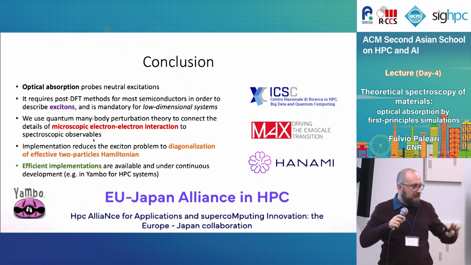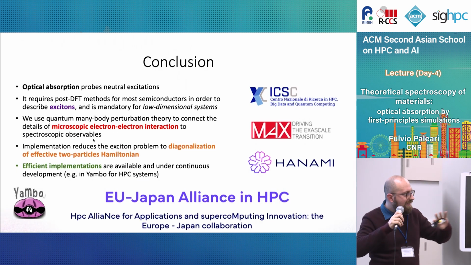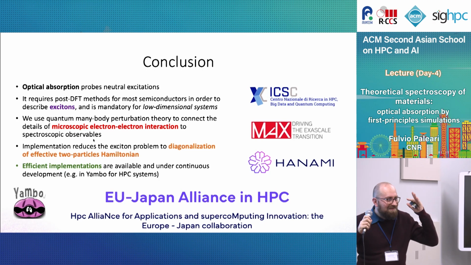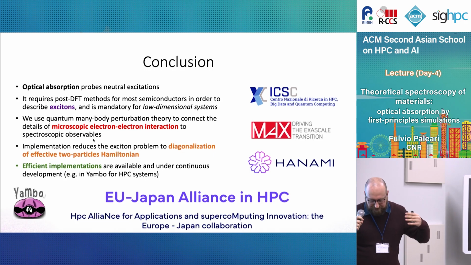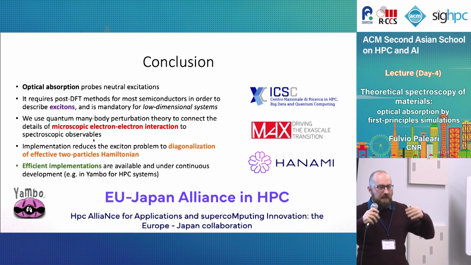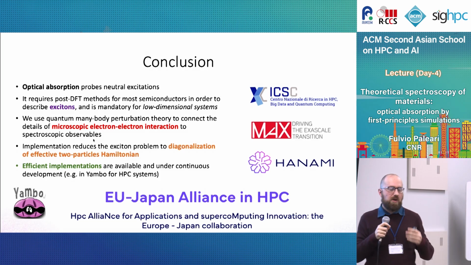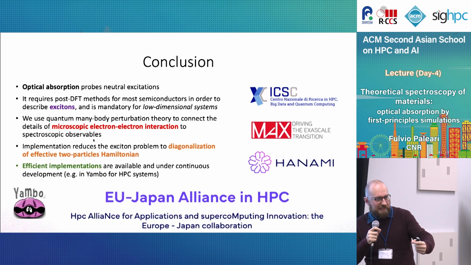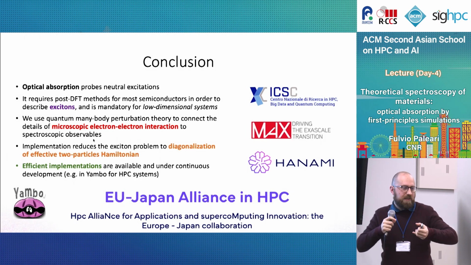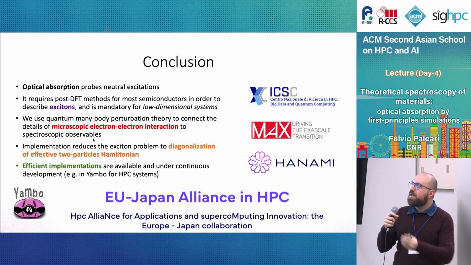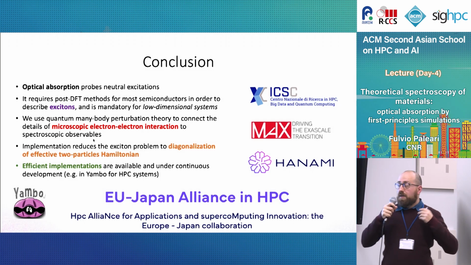We have just the conclusion. Let me walk through the main points that should be kept in mind. So optical absorption is a spectroscopy technique that probes the so-called neutral excitations. So it's not when you put a new electron in the system, altering the charge, or you remove one, altering the charge. It's just an electronic transition that does not alter the charge. And these are called neutral excitations.